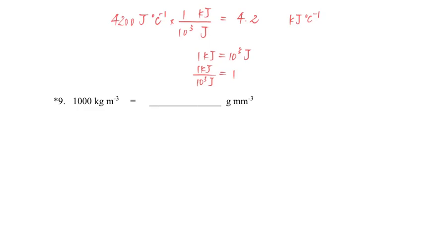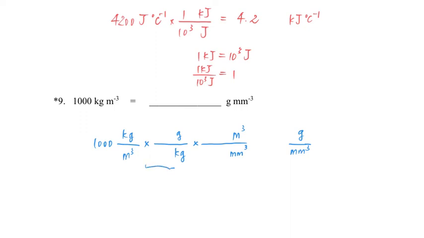Let's come to the final question. 1000 kilogram per meter cube. We would like to convert it into gram per millimeter cube. Okay, which means that we have to eliminate kg times 3. We also would like to eliminate meter cube and give it back the millimeter cube.